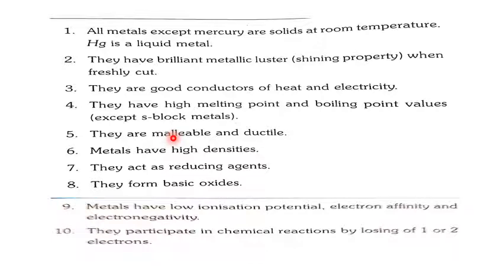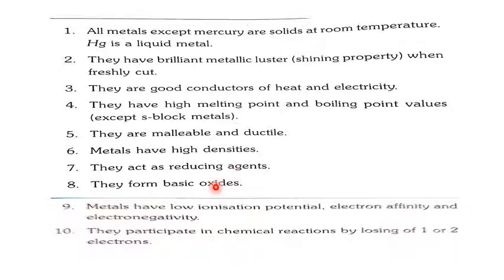That means metals can be spread into sheets and also into pins. Next, metals have high densities. Generally, metals have high densities, meaning a metal's weight is very high. Okay, next, they act as reducing agents. Generally, metals act as reducing agents in most reactions.